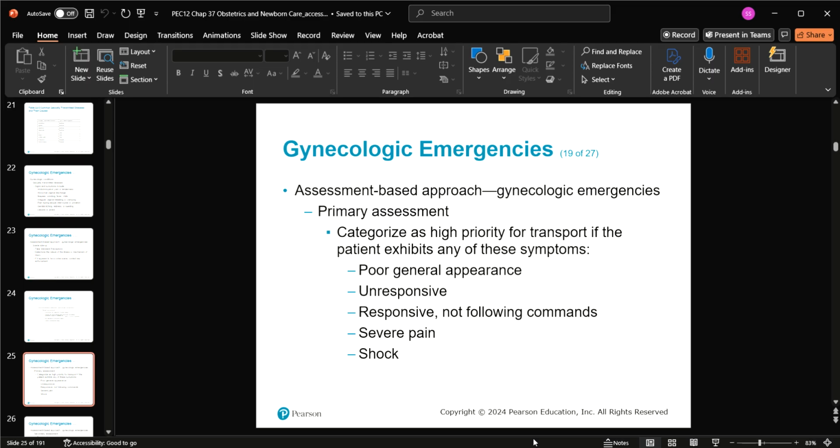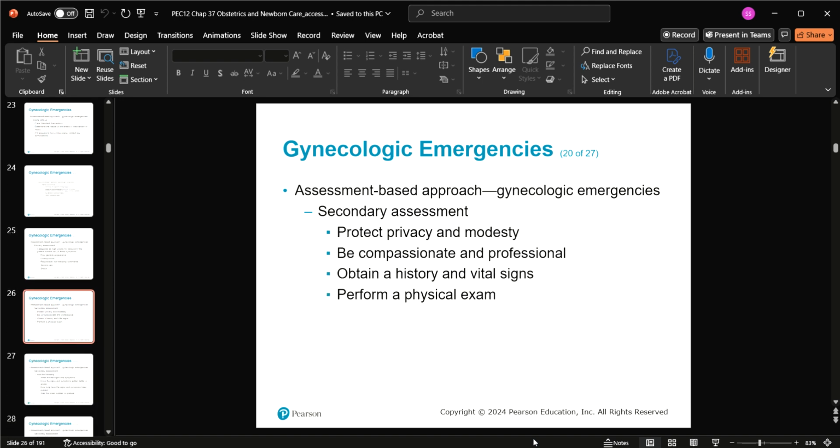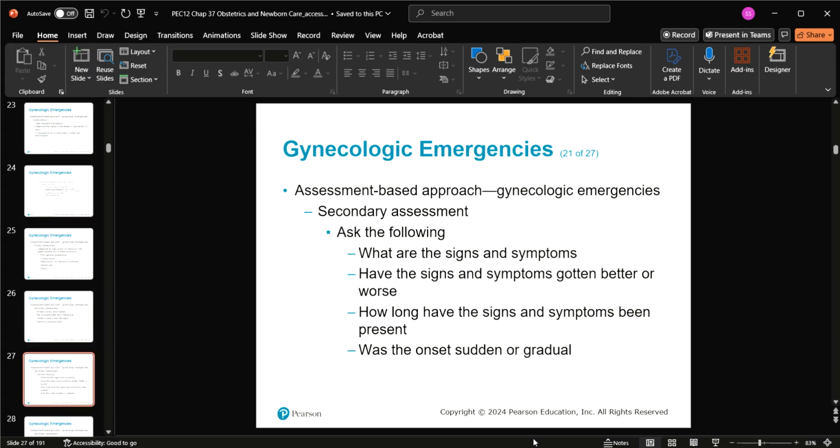When we're dealing with these patients, they may be in severe pain, so pain medication is not really going to be an option as an EMT. But we're worried about shock, especially if they have signs of a severe spontaneous abortion and they go into hypovolemic shock. So be prepared to treat that. As always, provide modesty and patient privacy, be compassionate, and always, above all else, be professional.